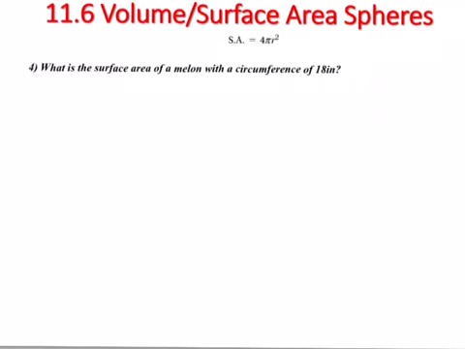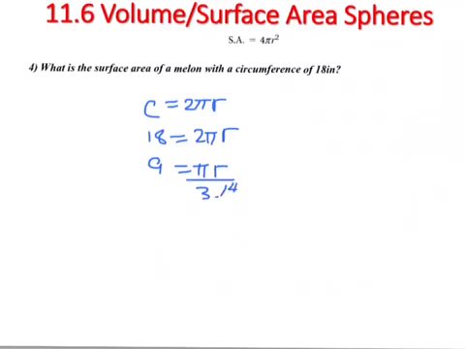Similarly, what's the surface area of a melon with a circumference of 18 inches? So circumference is 2 pi r. Here the circumference is 18. So 18 is equal to 2 pi times r, but we need to find r. So dividing by 2, 9 is equal to pi r. Dividing by 3.14 for pi, we'll get that our radius is 9 divided by 3.14, so that's 2.9.